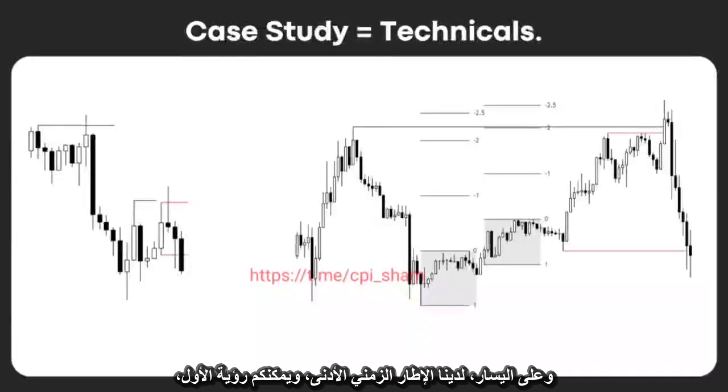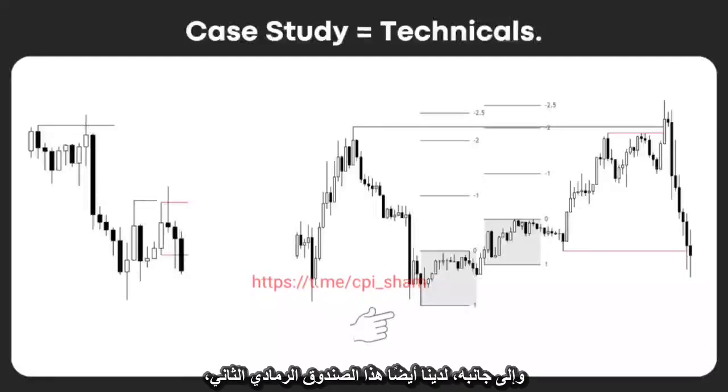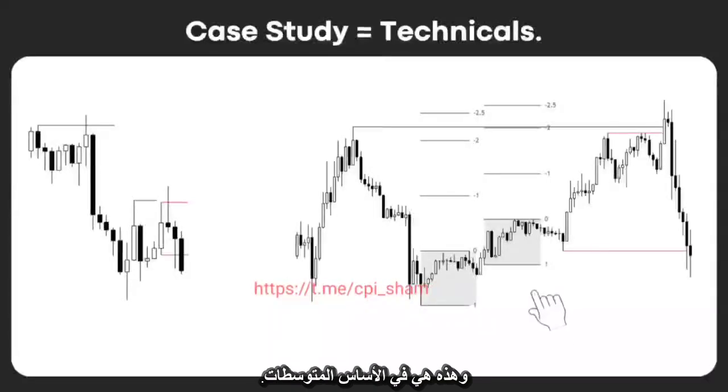And on the left we've got the lower time frame, and you can see the first one, that is the CBDR, or the central bank dealers range, and then along with that we also have the second gray box, which is the Asian range, and these are basically the means.